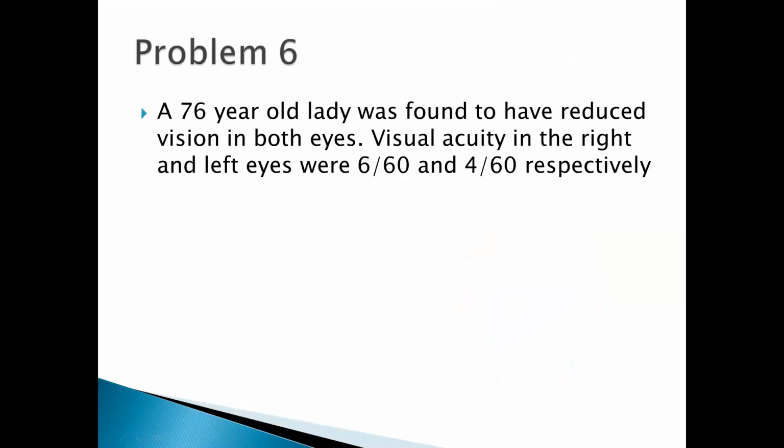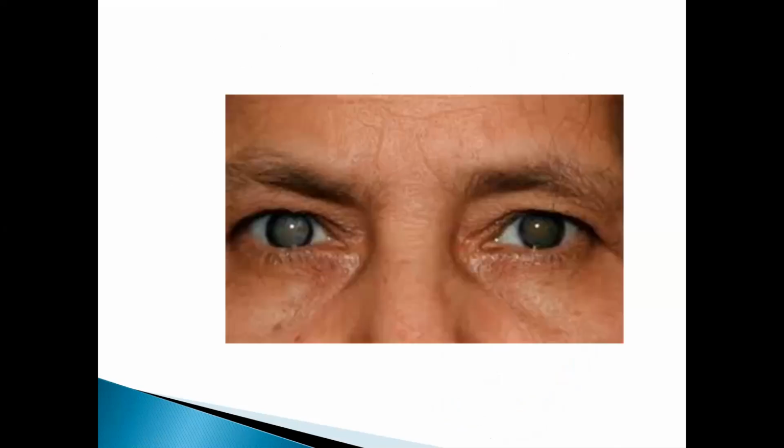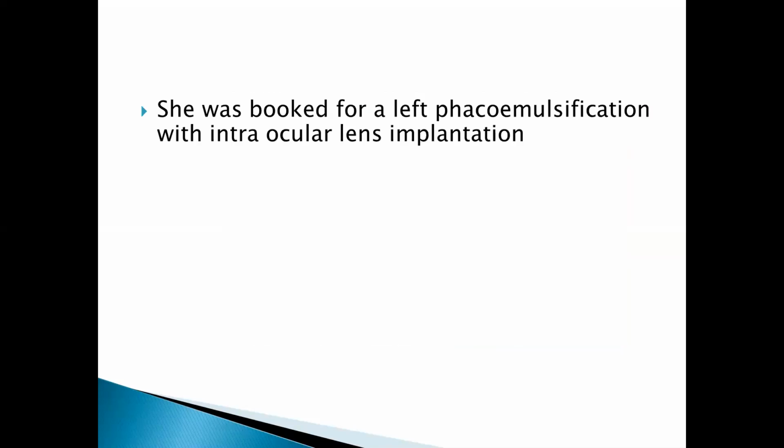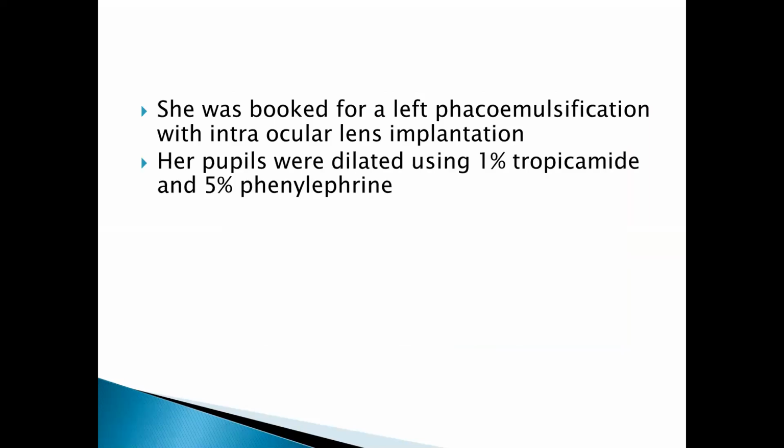Right, next problem. A 76-year-old lady was found to have reduced vision in both eyes. Visual acuity was 6/60 and 4/60. This was the appearance of her eyes. So what does she have? Yeah, cataracts. So she was booked for a left phacoemulsification with an intraocular lens implantation.